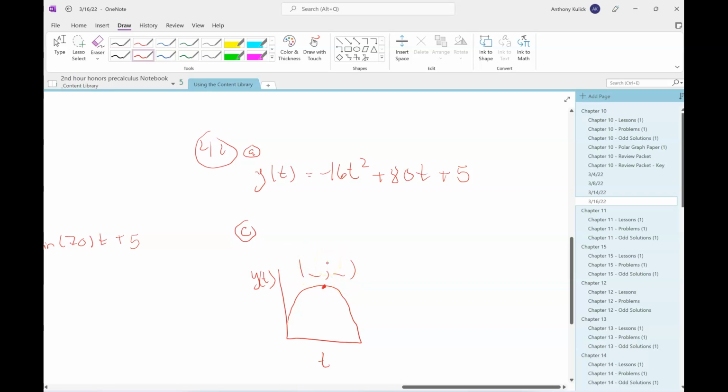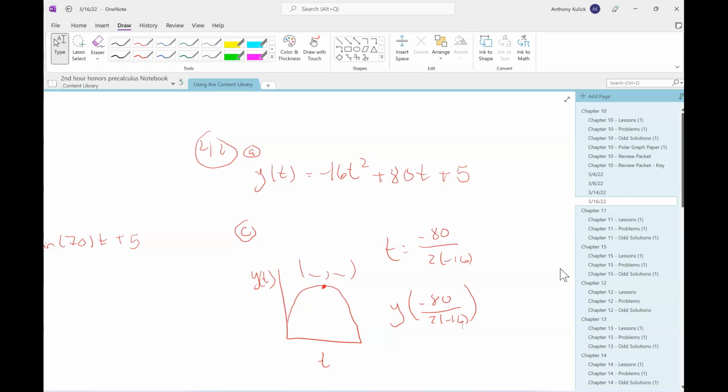So that vertex is going to give me the maximum height and the time it takes to get to the maximum height. So all I need is negative b over 2a, and then I'm just going to plug that value in. That'll give me my time and then height. And you're good with just doing that? Yeah. You could use your calculator to do it too, like type it in and use the maximum command on your calculator. Not wrong to do that either, but I don't need it.